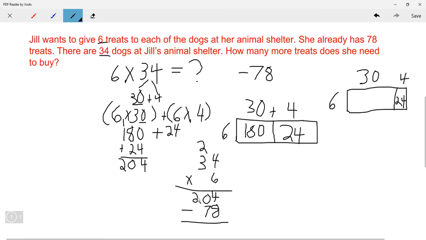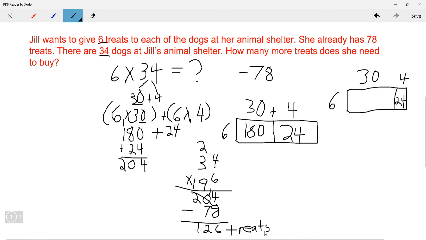So 4 minus 8, we can't do that. We have to borrow from the next column, but we can't borrow from a 0, so we borrow from what I like to think of as 20. We change it to 19. Bring the 10 around. 14 minus 8 is 6. 9 minus 7 is 2. 1 minus 0 is 1. So it is 126 treats that she needs to buy.